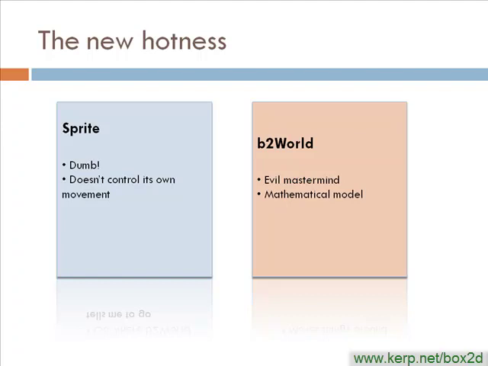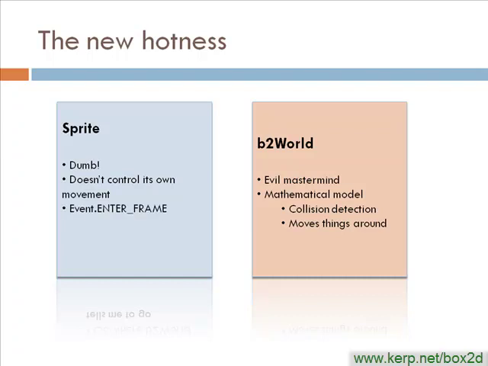And this B2 world object is basically the evil mastermind that controls everything. It is a mathematical model that uses all sorts of Newtonian physics and other stuff that I've forgotten since senior year of high school to make all of your objects move in a realistic way. It is in charge of the collision detection. It's in charge of keeping track of every object's angular velocity and linear velocity and all of that stuff.